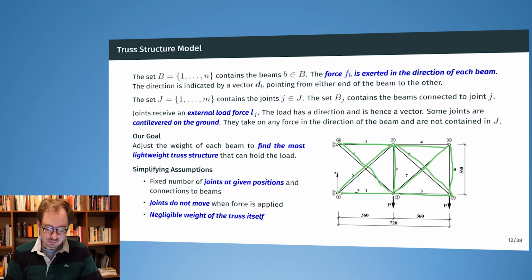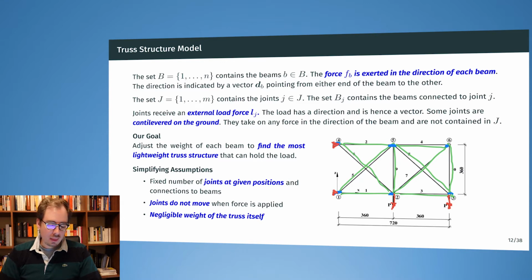So here we have all the joints, and some of these joints are taking on an external load. Here we have the load, like some weight and gravity pulling to the ground. In addition, we also have cantilever points, and these are the points where the truss structure is connected to the ground or to the wall or to some fixed point.